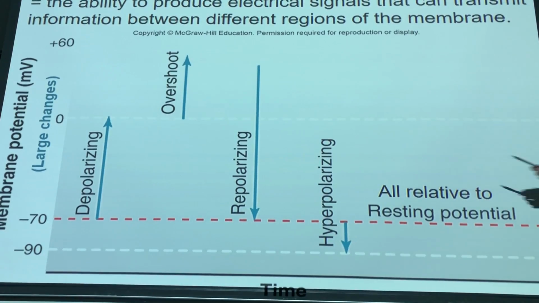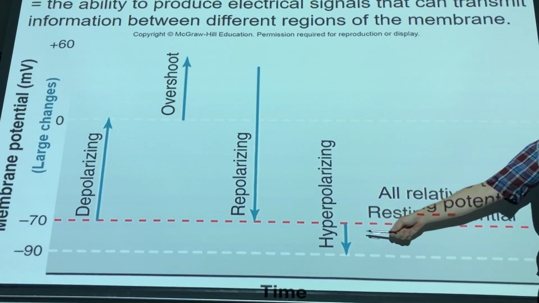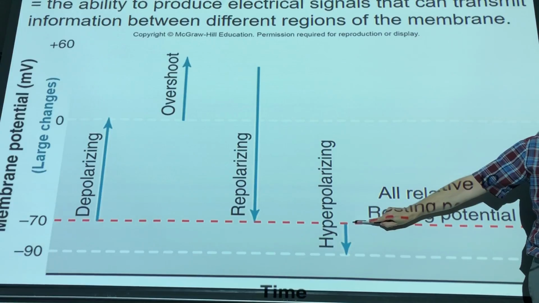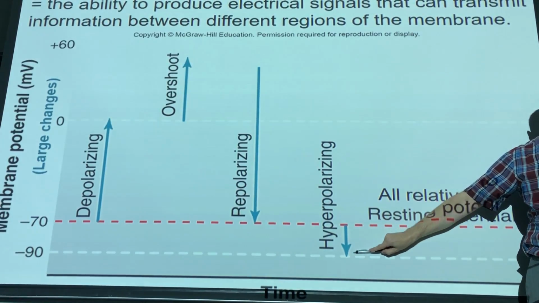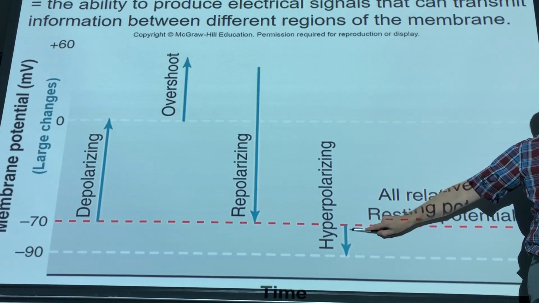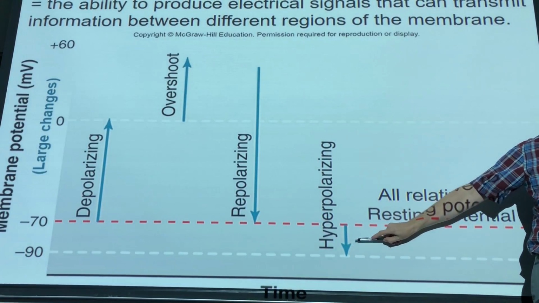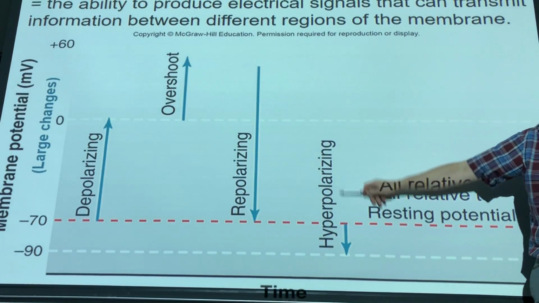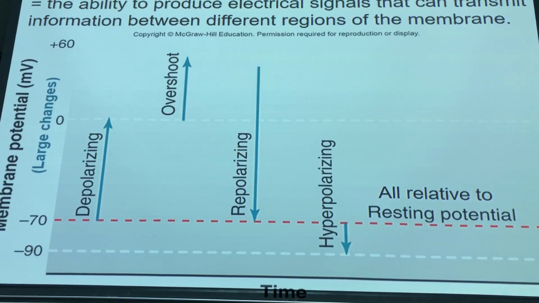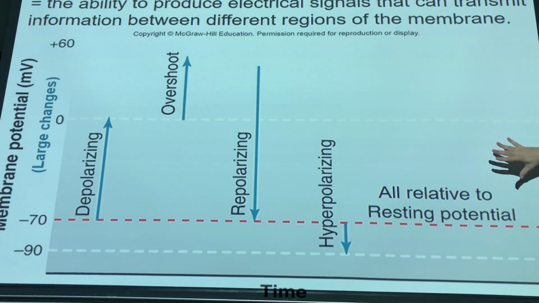In some situations, there can be an overshoot, okay? And you can have an even more polarized membrane than you would at resting. And that would be a hyperpolarization. Okay? Hyperpolarization. Okay? So all the terms are relative to resting membrane potential, which is minus 70.